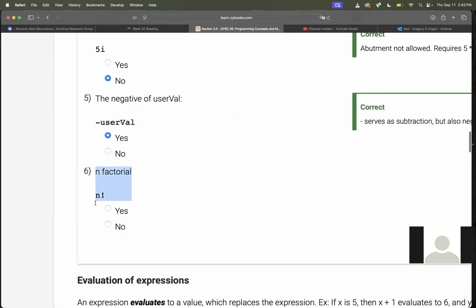Is this how you do a factorial? No. Also, there's a good chance you don't know what a factorial is if you're in this class, but it's a math thing. It doesn't really matter what it is. In math, you would write it with an exclamation point. But again, in Java, you can't just use exclamation points wherever you want because they have a special meaning in Java. So this is wrong, but you don't really need to know what a factorial is right now, so don't worry about it too much. But this is wrong.